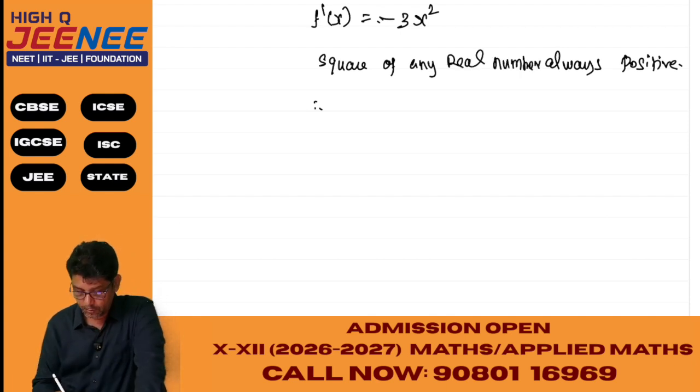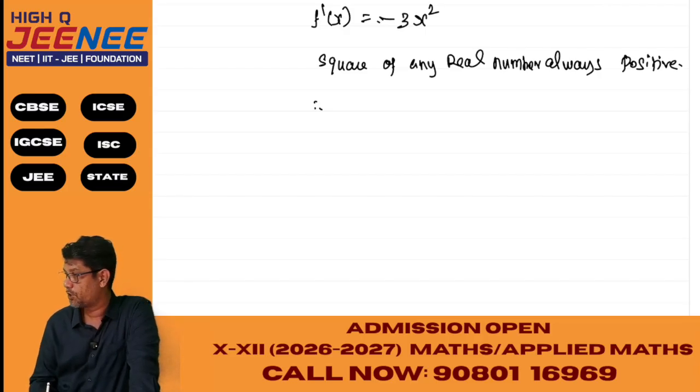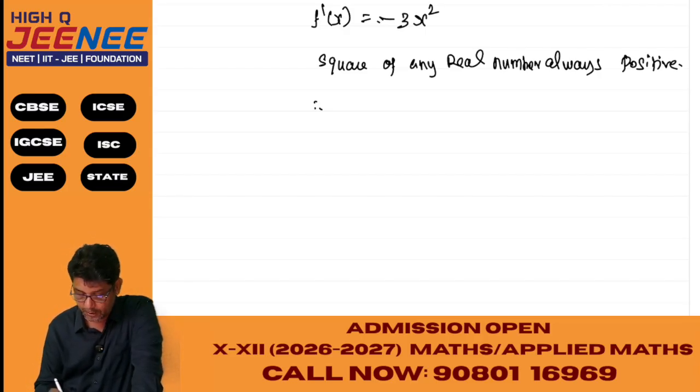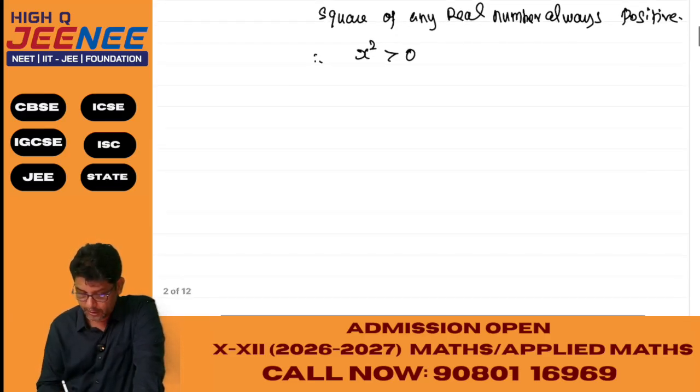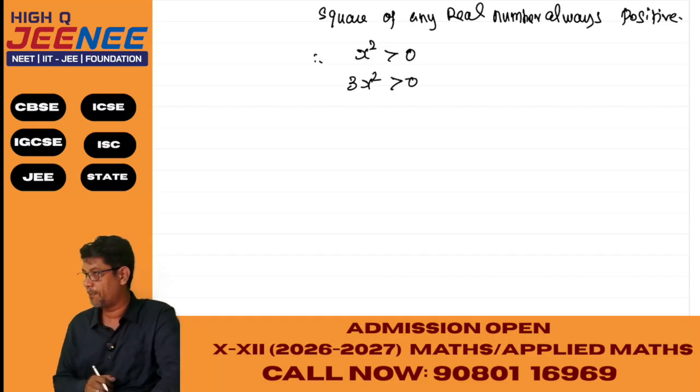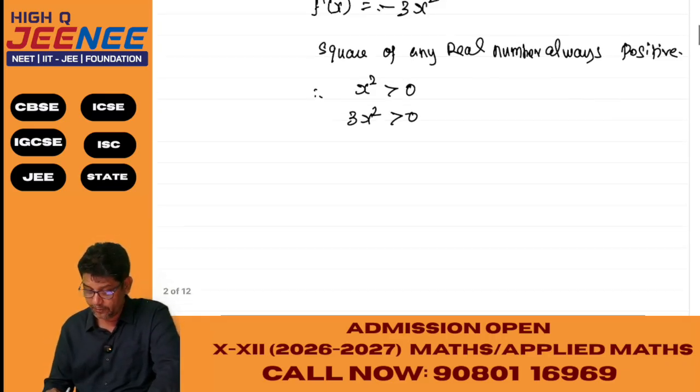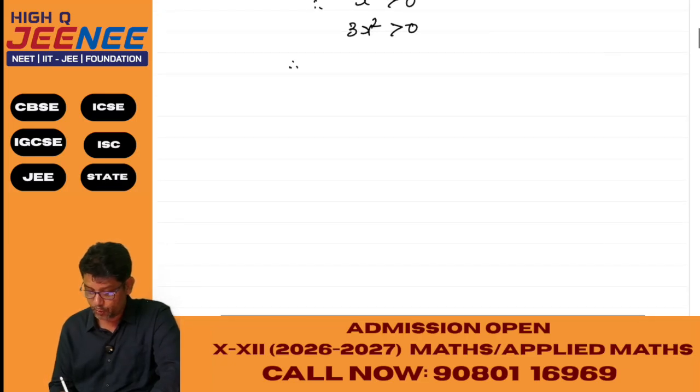Okay. Now, the square of any real number is always positive. Now look at this. Can we say x square is greater than 0? Then can we say 3x square is also strictly greater than 0, because we are multiplying by a positive number? But here what do we have? Minus 3x square. Therefore, minus 3x square is always less than 0.